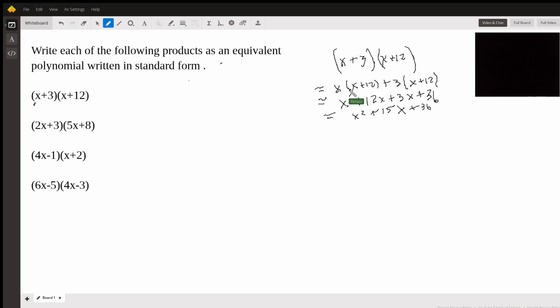And after a little bit of practice, you can get really good. You don't have to write this step here. You can just see that in your head. You could just take the x and distribute it, and then take the 3 and distribute it. And that's what I'm going to do on the remaining problems. Let me show you the other popular way to do this, which is to make a box.